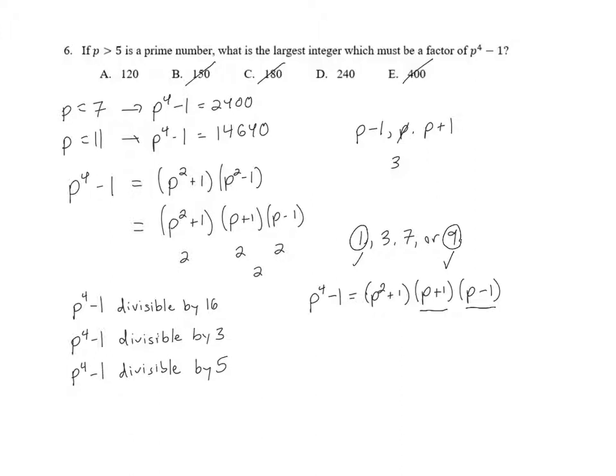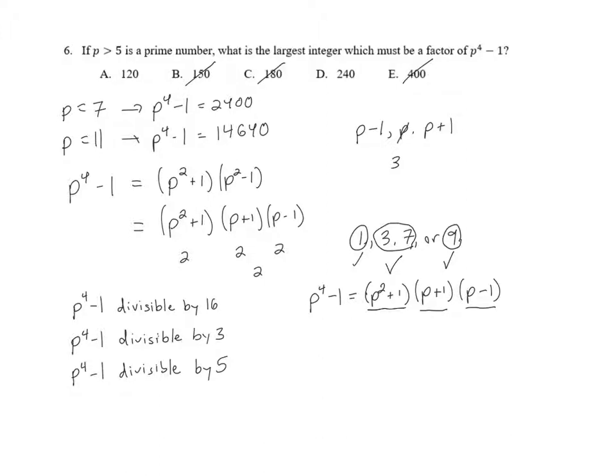Lastly, if p ends in 3 or 7, then p squared plus 1 is going to be a multiple of 5. For example, 3 squared is 9, plus 1 is 10, 7 squared is 49, plus 1 is 50. However it ends up, this is going to end up being a multiple of 10, which is also a multiple of 5, which means that p to the fourth minus 1 will be a multiple of 5.